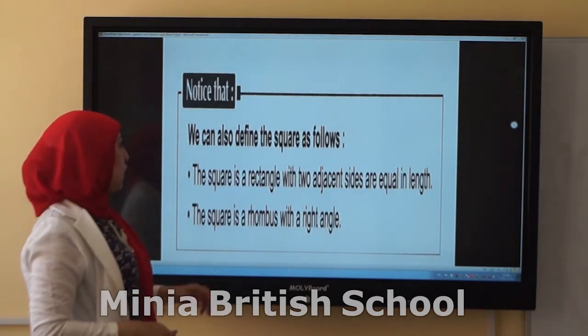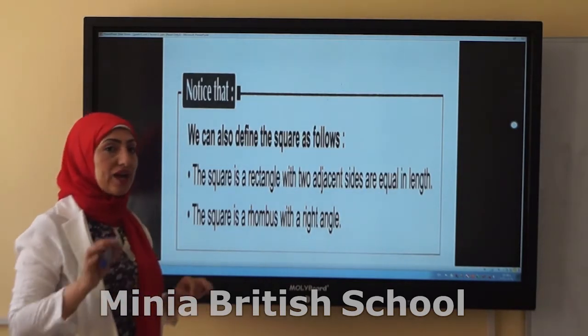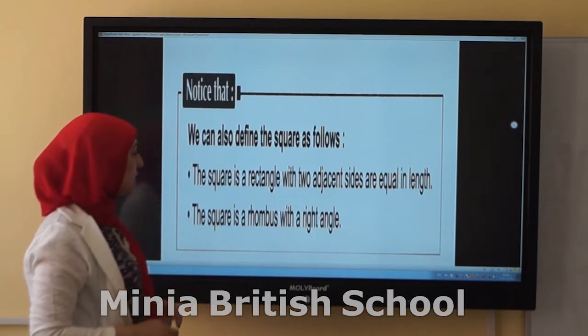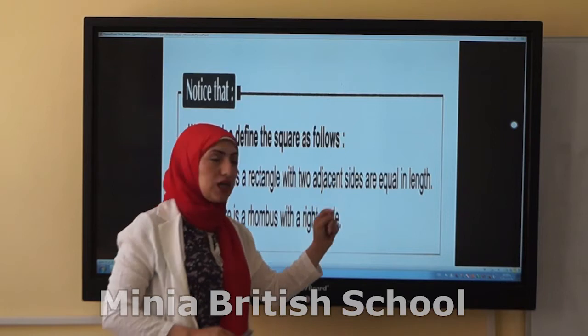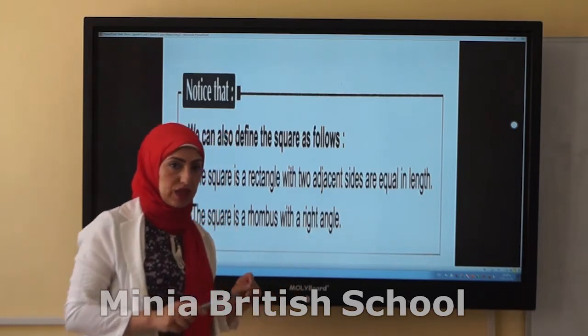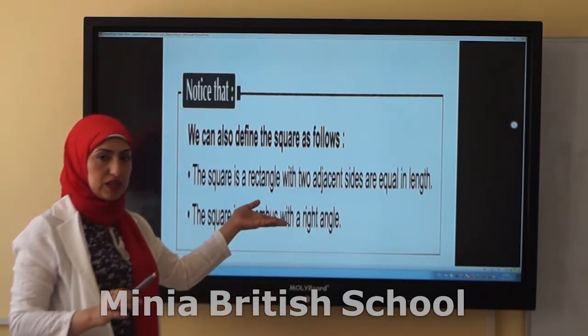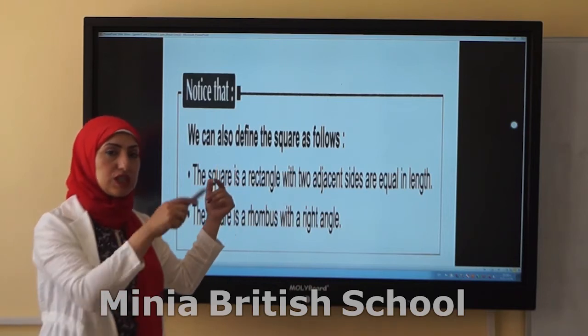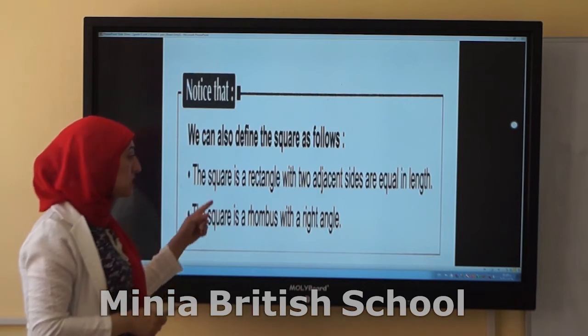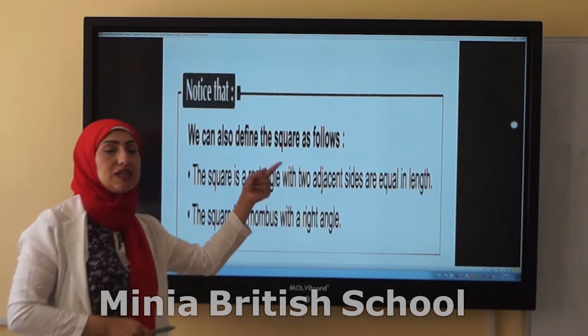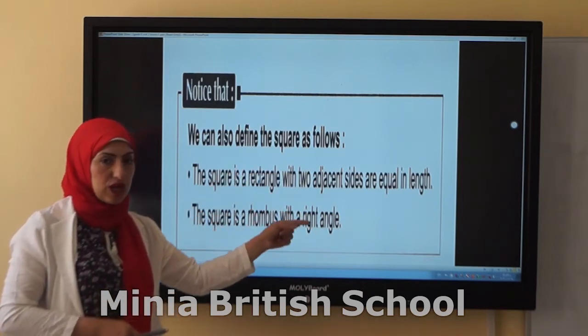Note that we can also define the square as follows. The square is a rectangle with two adjacent sides equal in length, okay? It's like the rectangle exactly, but the two adjacent sides are equal in length. Also, the square is a rhombus with a right angle.